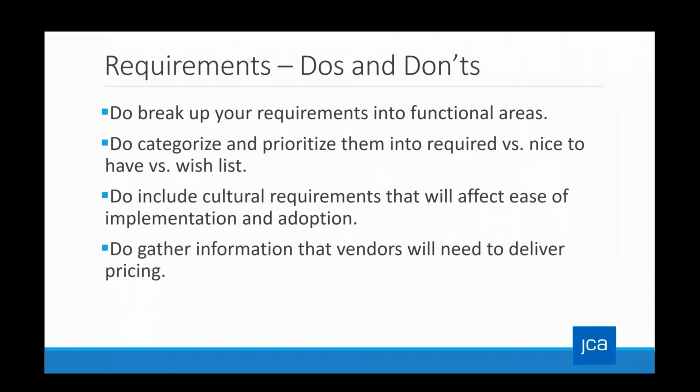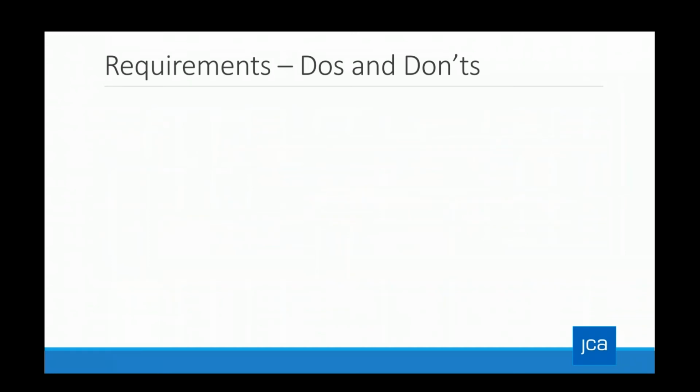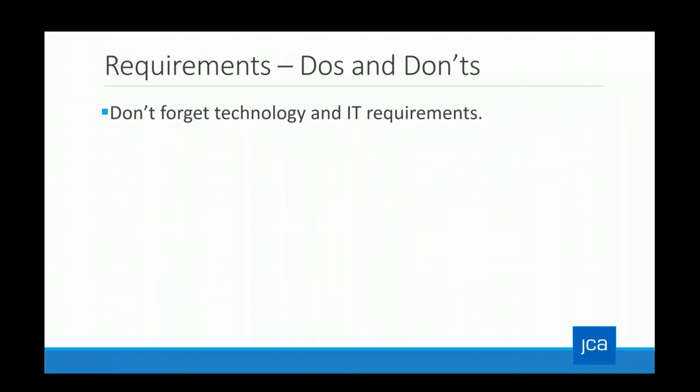Now, there are also a few don'ts of requirements documentation. Don't forget technology-related items like your organization's point of view on software as a service or remote hosting. How much IT support do you get today? How much IT support do you expect will be available in the future? It can be easy to forget technology requirements because they can feel kind of outside our scope of system functionality, but technology can derail a selection process in the end.